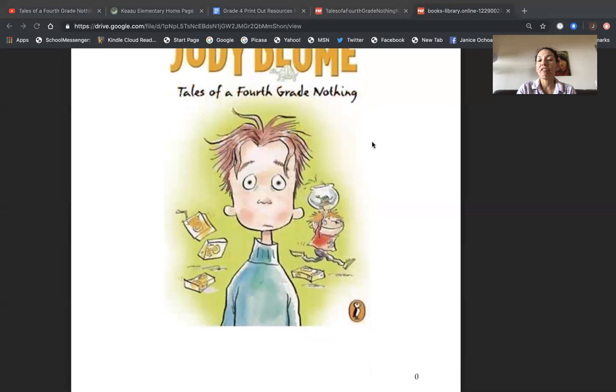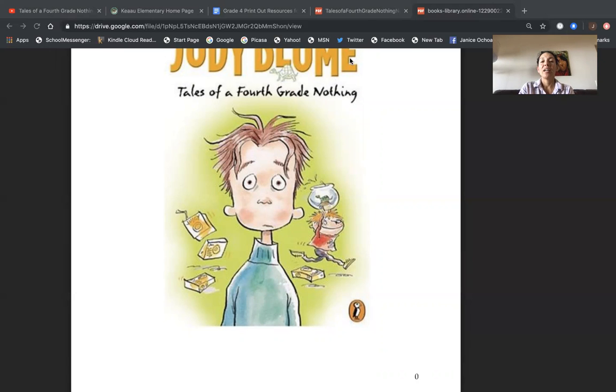Take a look at the front cover. There's a boy. What feeling do you think he's feeling right now? He doesn't look happy. And then there are juice boxes behind him, and there's another little boy running with a fishbowl over his head. It looks like there's a turtle in there. So make a prediction. What do you think this is going to be about?